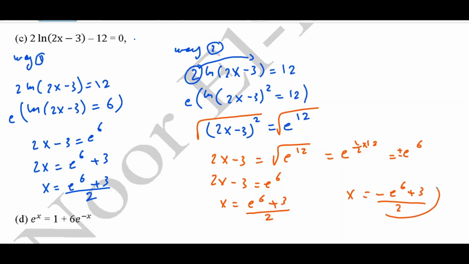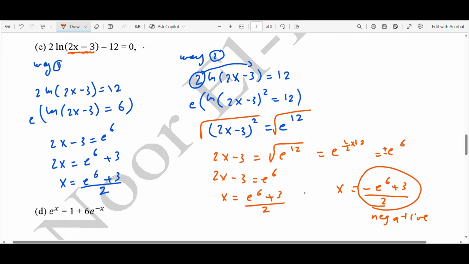Now this is a negative value. And I said ln cannot hold a negative value. If you substitute it, negative e to the power 6 plus 3 over 2, all this value will be negative. And if it's negative, I will have a math error. So I'm going to reject this answer. The answer will be (e to the power 6 plus 3) over 2.